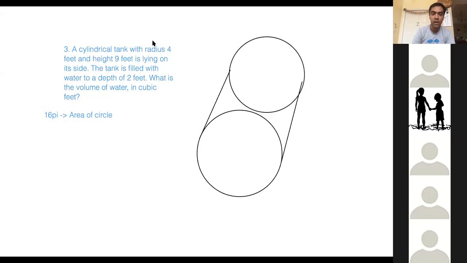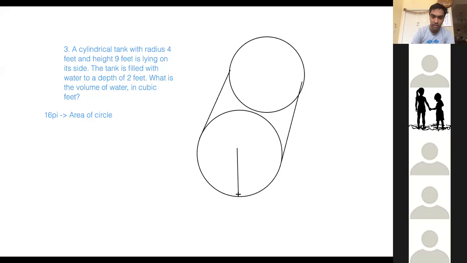I see. Okay. So 16 pi is good. That is the area of the circle, but I think we have to be a little bit careful when we actually compute the volume of the water. So basically 16 pi is this area, right? So this is the cylinder. Sorry, the picture is not very clear, but let's say this is the base of the cylinder, and this is the height.